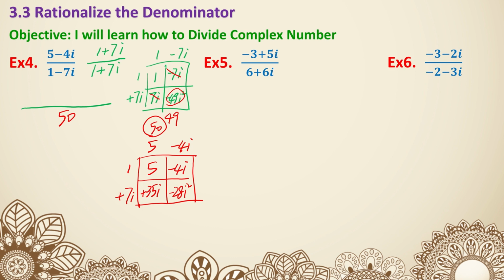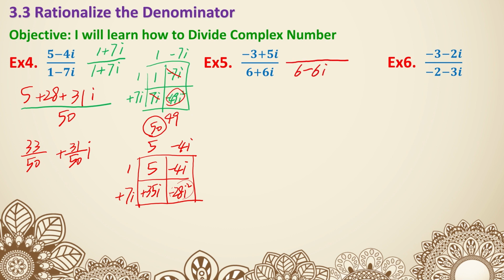So we have a negative 4i and a 35i, that's a 31i. In the front, we have 5. This is a negative 28 times i squared is going to become a positive 28. So let's actually separate them. 33 over 50, nothing to simplify, and plus 31 over 50 i. There you go. That is example 4. Moving on, example 5.